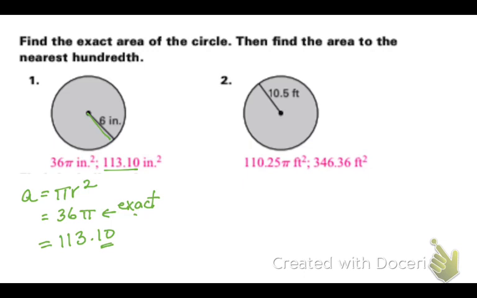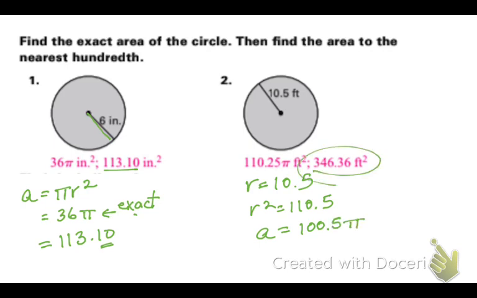Okay. R is 10.5, so R squared is equal to 110.25. Area is equal to 110.25 times pi. You put that in your calculator and you come up with this answer. So that's pretty easy.